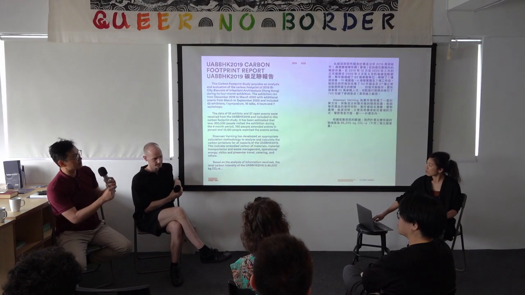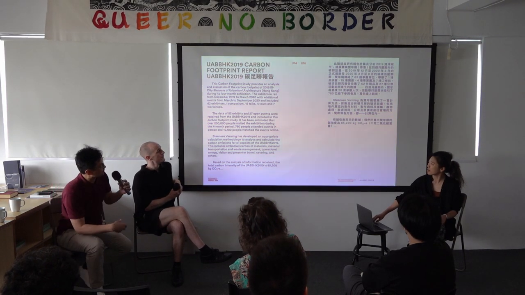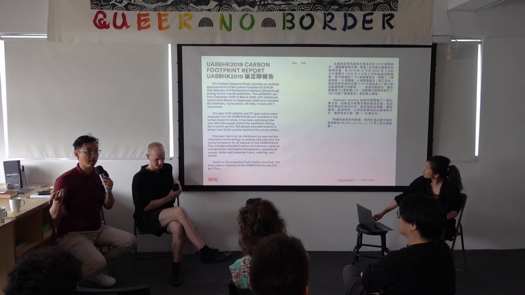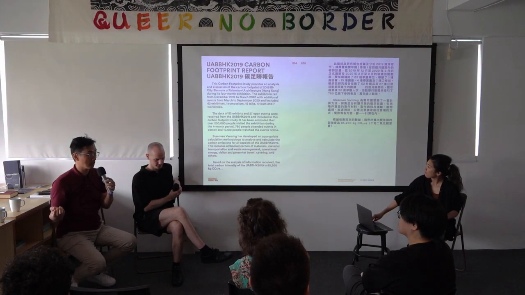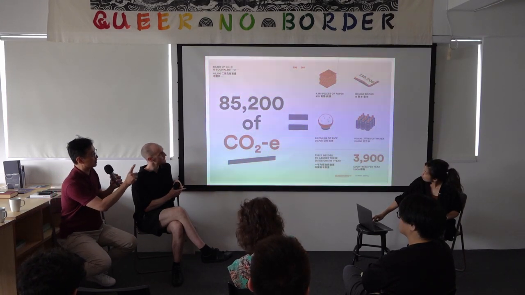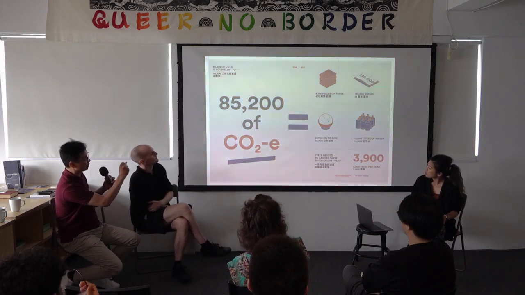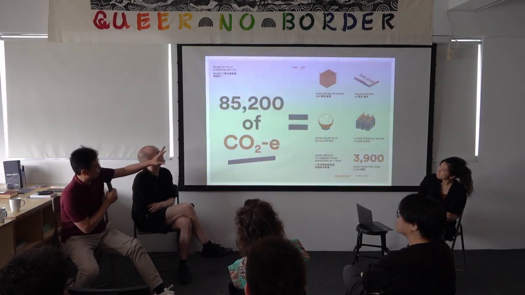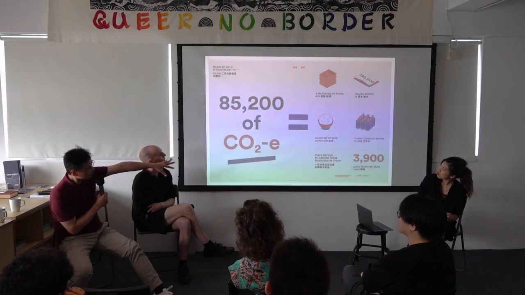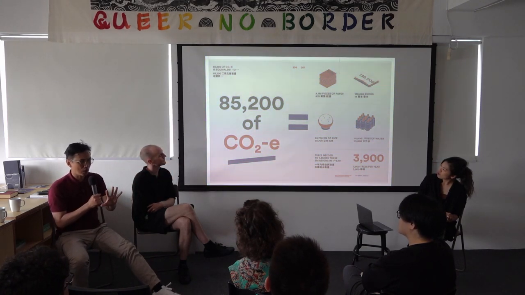So we did that. I mean, this is all text, but basically it is an exhibition that was held in the mills. Over a 3 month period, we had about 60 exhibits and a lot of different kinds of things. At the end, we calculated 85,200 units of CO2. So how big is it?